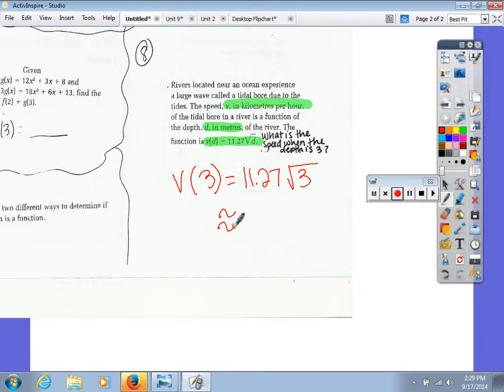What do y'all have? Okay, what is it? 19 point kilometers per what? Hour.